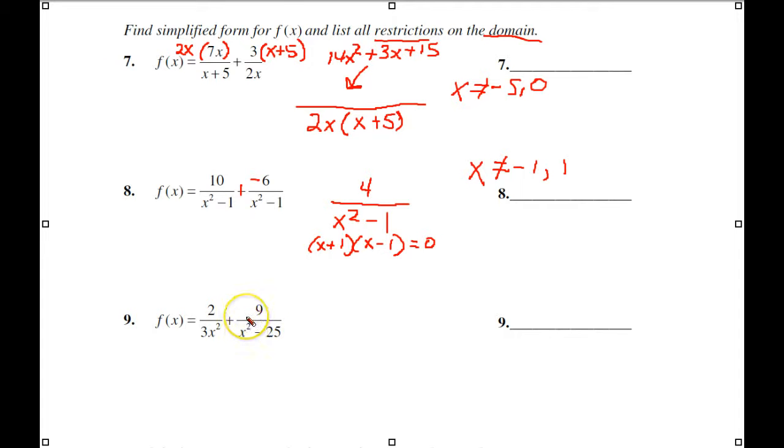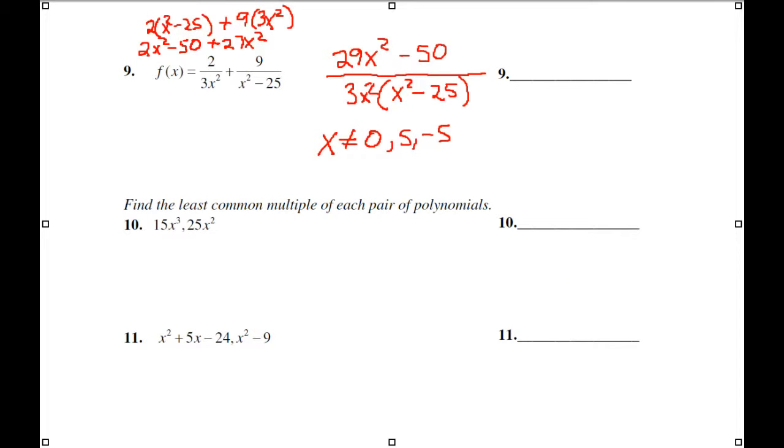All right, let's do number 9. Okay, to get a lowest common denominator, we're just going to have these two that we put together. But then this one, the 2, has to be multiplied by this, which is what I have there. The 9 needs to be multiplied by this. And then I distribute. I get this, combine like terms, end up with this. But then restrictions, here x cannot be a 0. And here this would factor into its conjugates, so a 5 and a negative 5. Otherwise, there are no restrictions. All right.